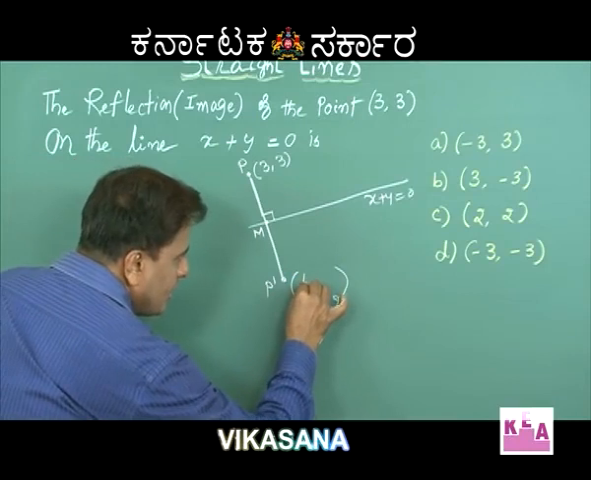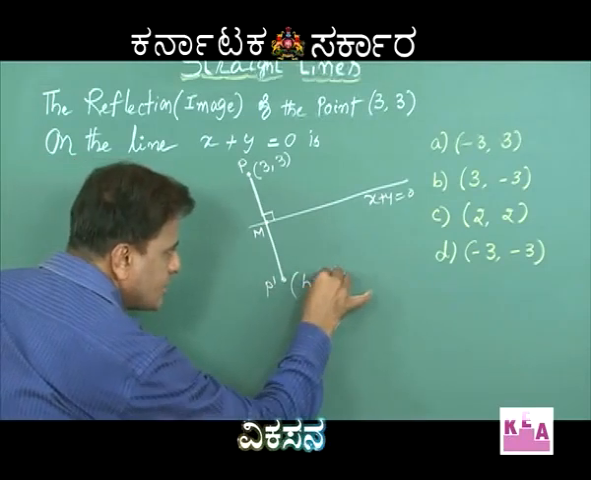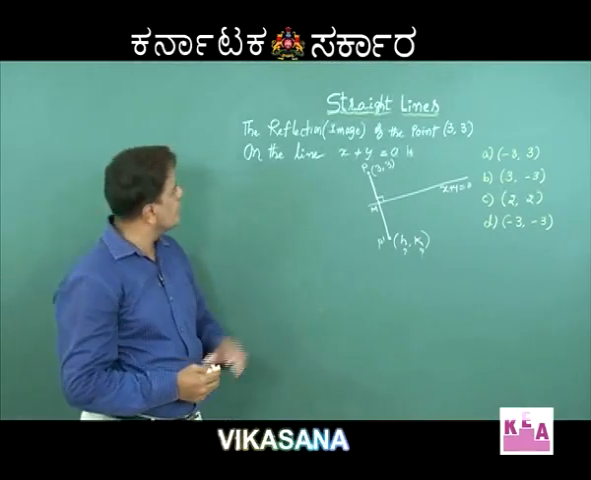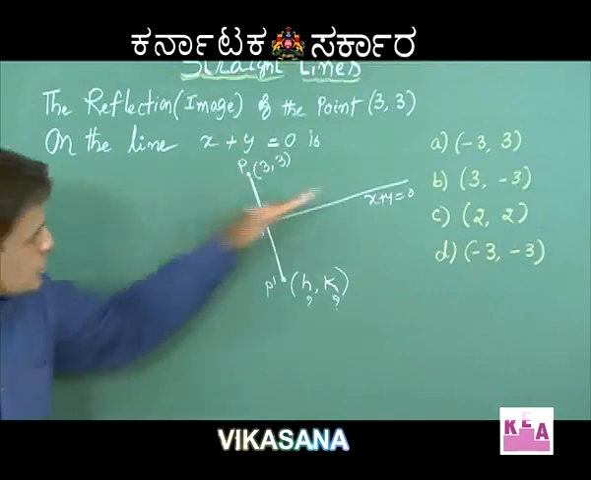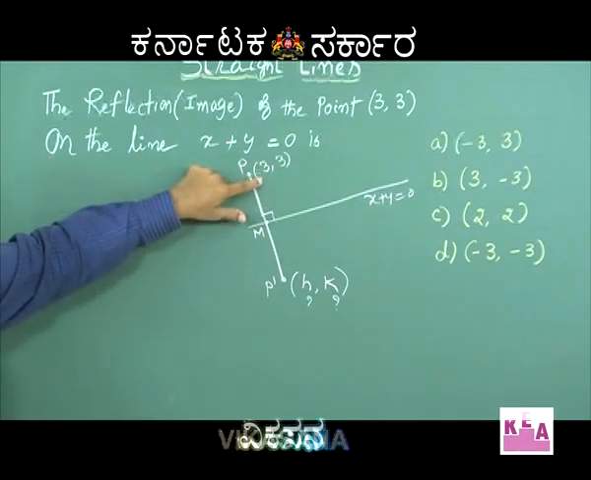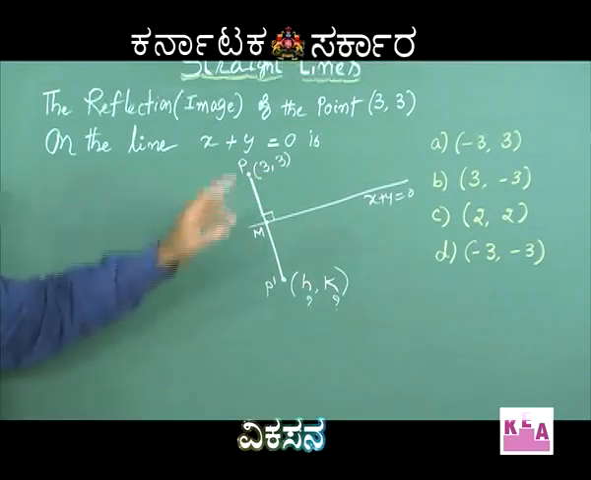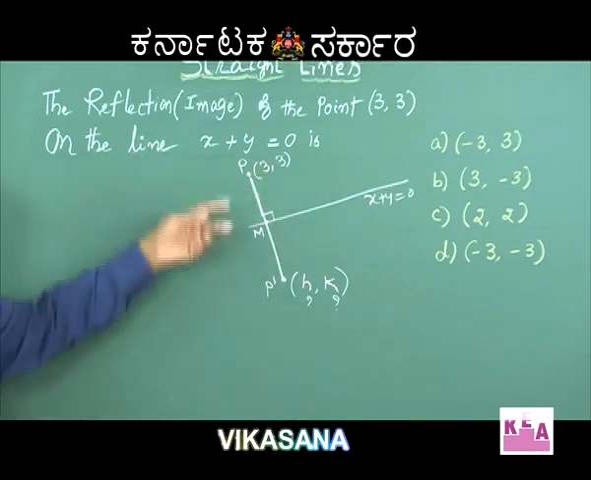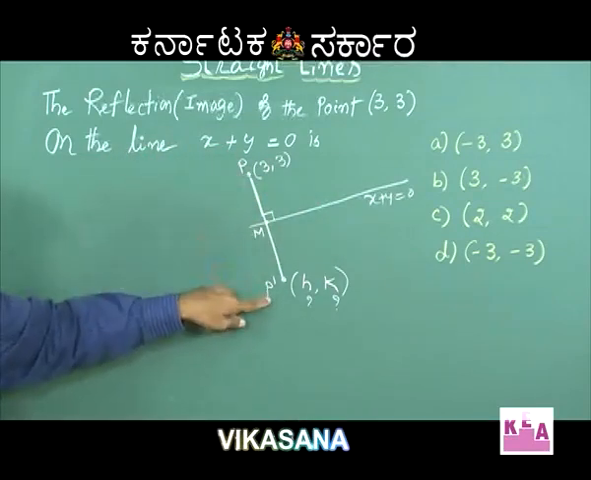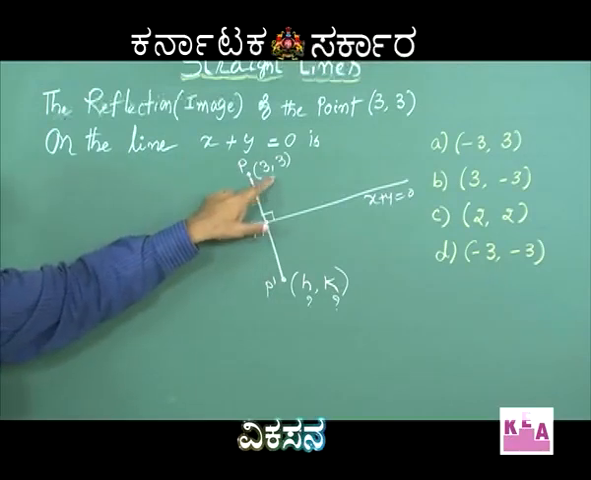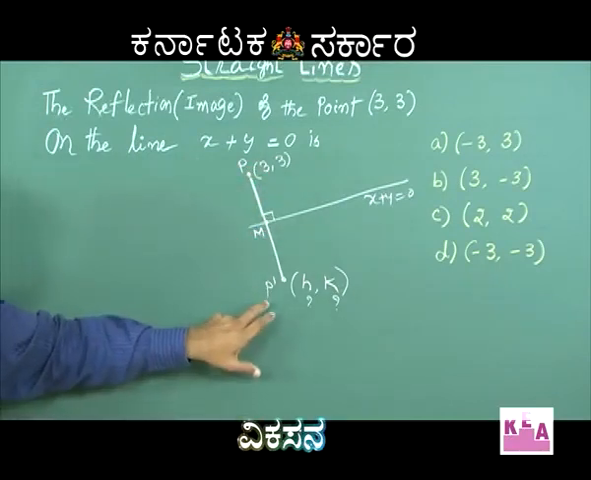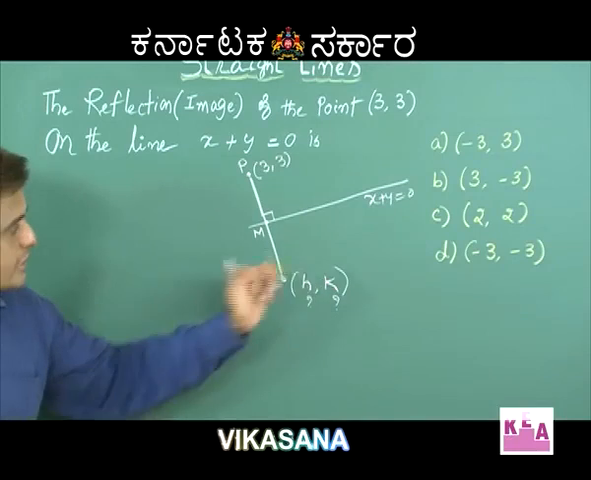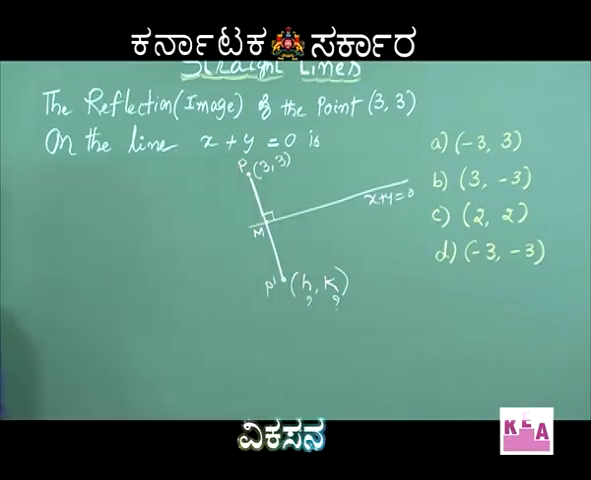Let us take the coordinates of P dash as h comma k. Again, let me explain once again. Here the line is x plus y is equal to 0, and the given point is 3, 3. According to this question, we have to find the image of this point on the line x plus y is equal to 0. Assume that P dash is the image of the point P, which has coordinates 3, 3. Let us take the coordinates of P dash as h comma k. Now we have to find the coordinates h comma k. This P dash is the image of point P.